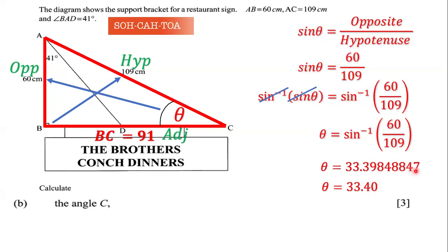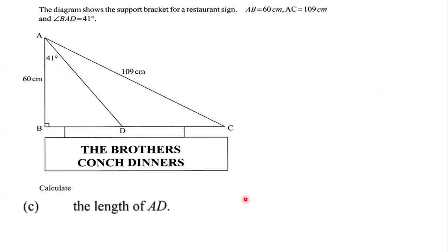And we do not write the numbers at the end. And so that means that the angle C is equal to 33.40 degrees, correct to 2 decimal places.